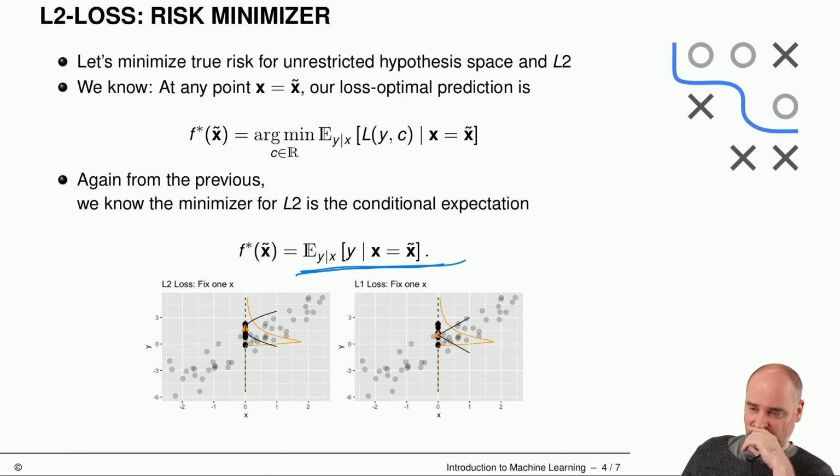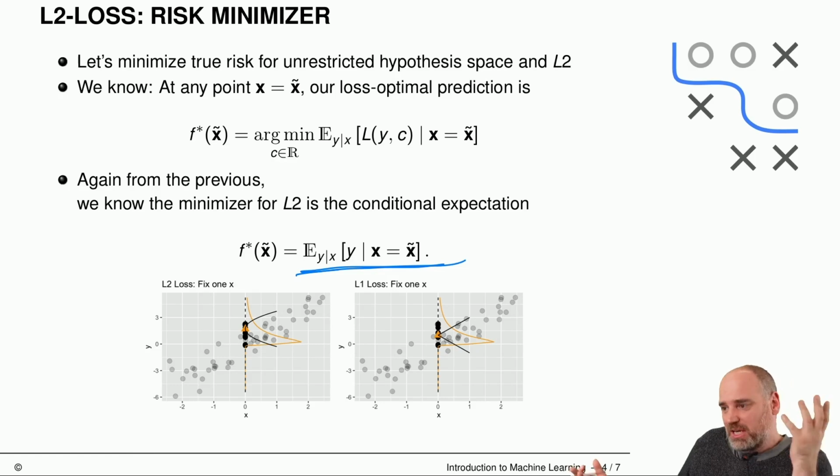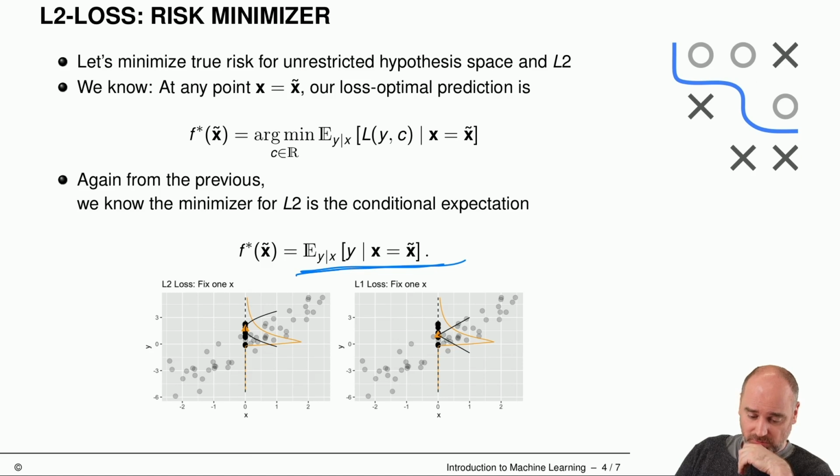At every point x equals x tilde, under L2 loss, the risk minimizer prediction, the Bayes optimal prediction, is the conditional expectation of y given x. Yeah, that's it. So under L2 loss, the conditional expectation is the risk minimizer. It's the Bayes optimal model. It's a nice result. It pretty concretely tells us, given that we know our underlying distribution, how our optimal predictive model looks like. Pretty much concrete form. That's very nice.